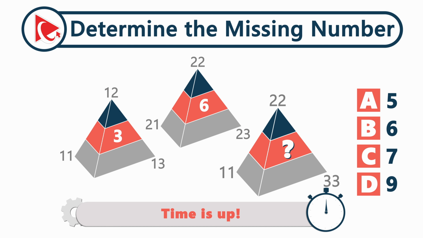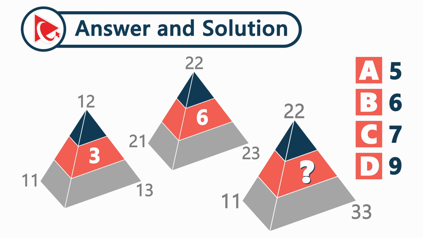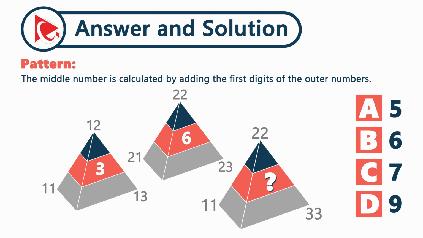Time's up. Do you have your answer ready? I hope so, because the pattern here is amazingly simple. In these types of questions, a lot of times middle number is calculated as sum of outside numbers. And the trick here is not use the whole outside number, but instead use just the first digit.